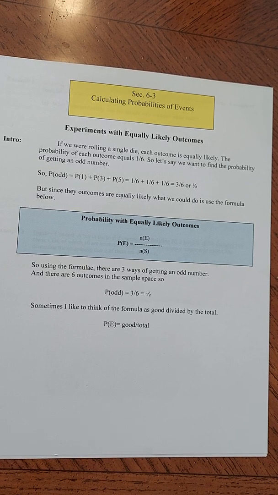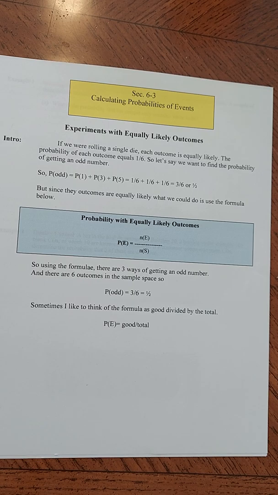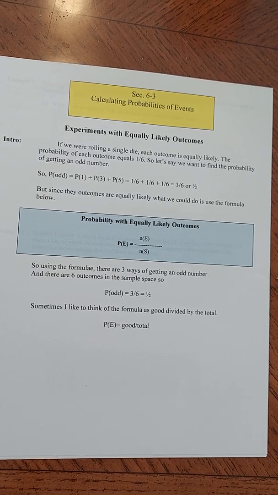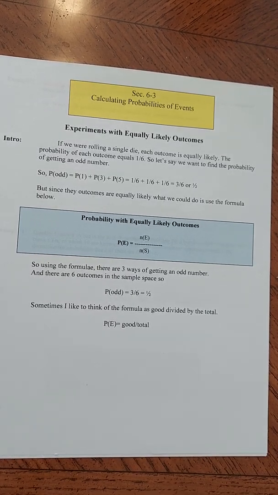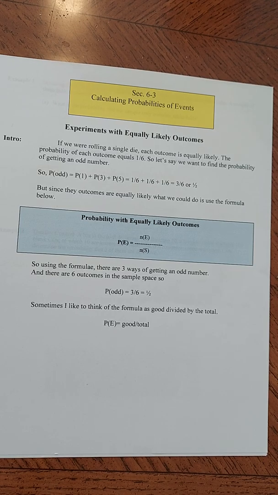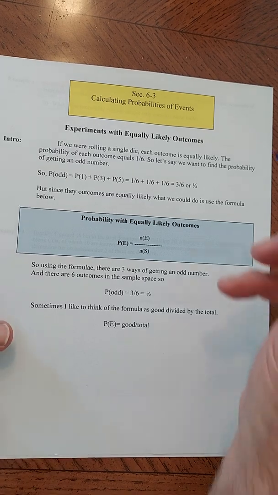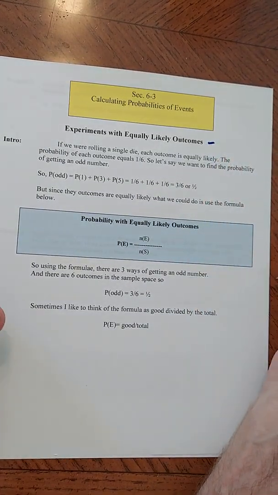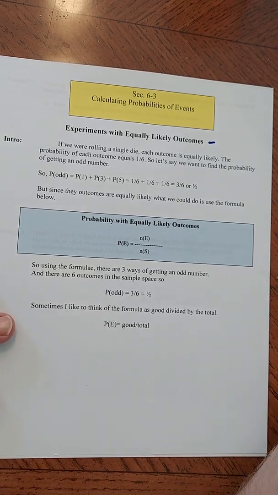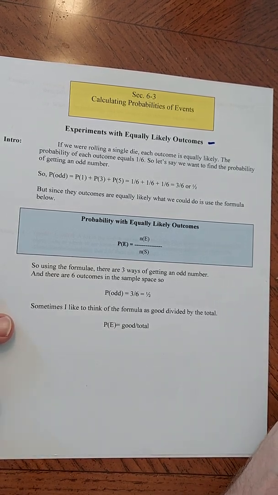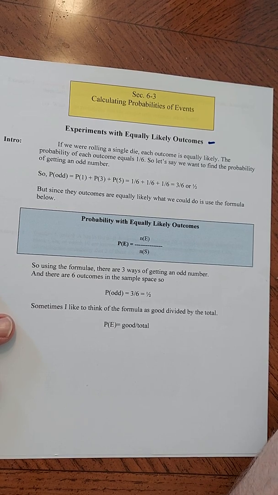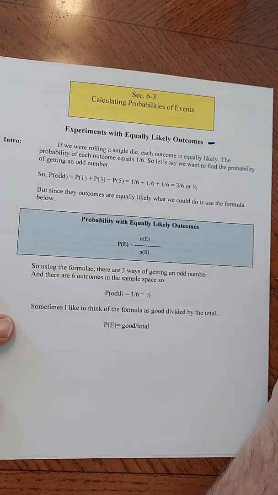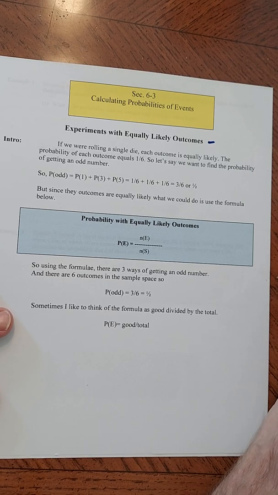This section is 6.3, and we continue with what we were talking about before on probability, take it a step deeper and calculate probabilities of events. First of all, we're going to start talking about experiments with equally likely outcomes. For example, if I was going to toss a coin, unless the coin was weighted somehow, you would expect half the time to be heads, half the time to be tails.